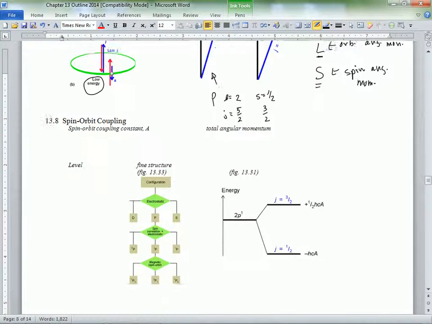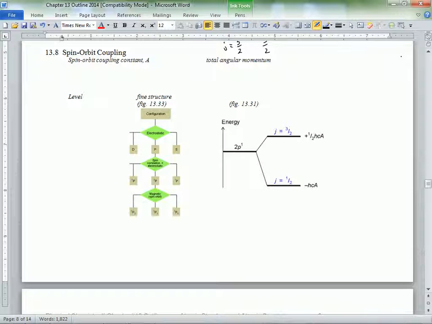So, spin-orbit coupling. If this is going to work, you have to have some orbital angular momentum, otherwise you aren't going to have any spin-orbit coupling. So little l can't be 0. Now when is little l 0? If you're a what electron in a what orbital? S. Yeah. Then there wouldn't be any spin-orbit coupling because there isn't any orbital angular momentum.